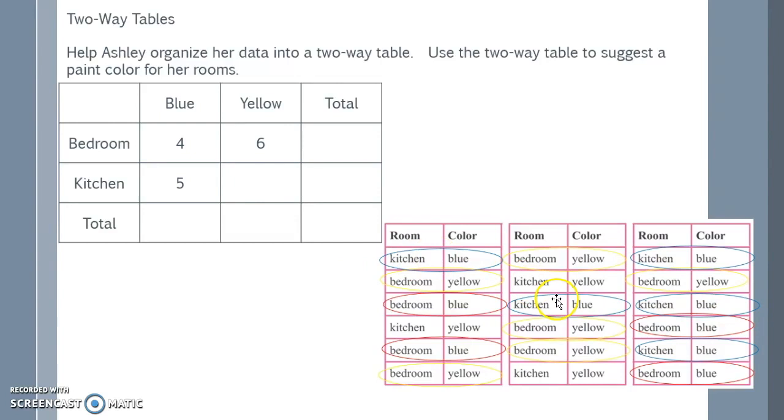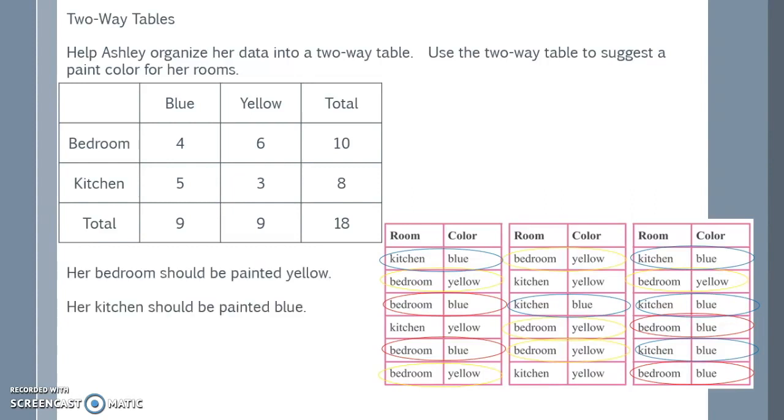Kitchen and blue are 1, 2, 3, 4, 5. Kitchen and yellow are 1, 2, 3. Then we can create our totals. Adding across, we have a total of 10 and 8 for bedroom and kitchen respectively. The totals for our blues and yellows are 9, and then altogether we have 18. When I look at the data, I see that her bedroom should be painted yellow and her kitchen should be painted blue, because that is where most of the data lies.